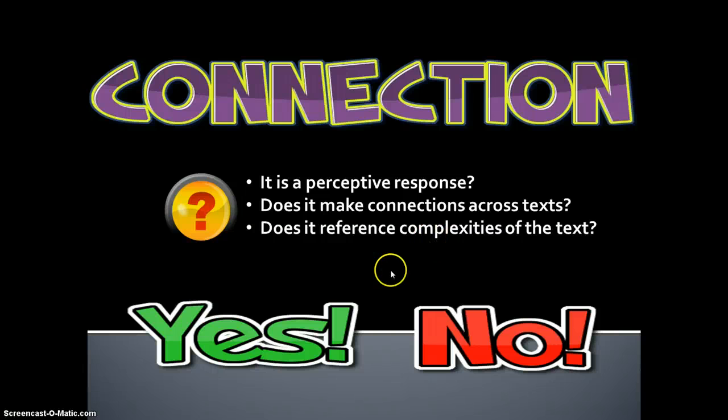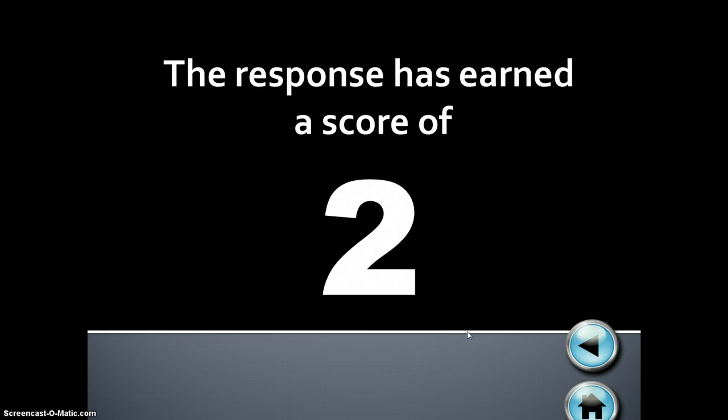The answer is either a yes, there were connections that were made across the text, or a no. It is simply a very good response that has a good idea, great textual evidence, and a solid explanation. If it doesn't move beyond that phase, however, it does not reach the connection phase, I'm going to go ahead and click no. Once I do that, it tells me what my response is going to be. In this case, it's a score of 2.